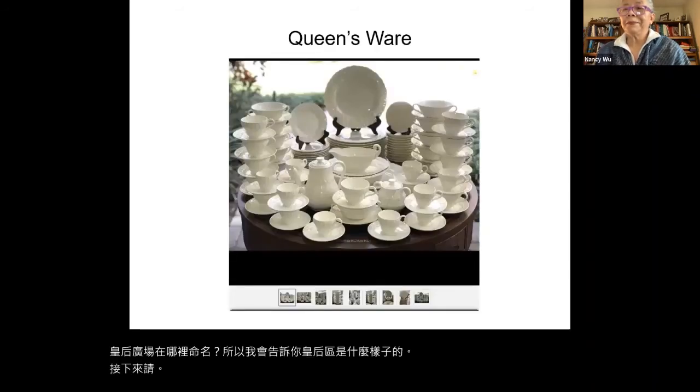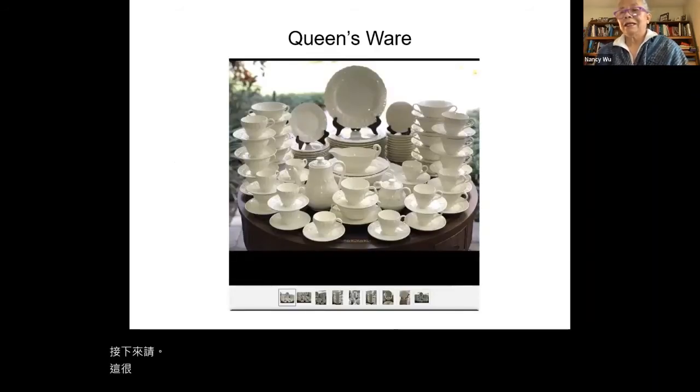And it's very simple and elegant. And this type of dinnerware is still used to this day. Okay, next, please.